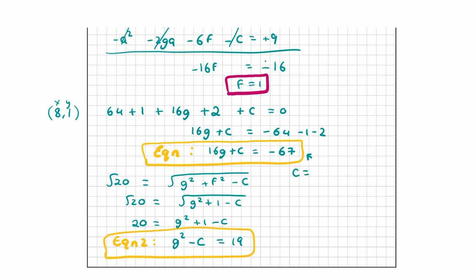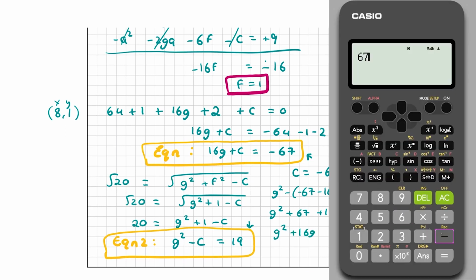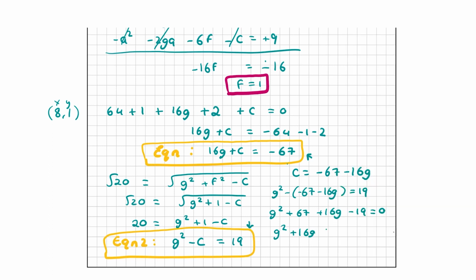So I have c is equal to minus 67 minus 16g, and I'm going to fill that into this equation here. So we're going to have g squared minus 67 minus 16g is equal to 19, and we're going to get a quadratic equation in g. So we get g squared plus 67 plus 16g minus 19 is equal to 0. We have g squared plus 16g, and 67 minus 19 is 48, plus 48 is equal to 0. So this is our quadratic equation in g.